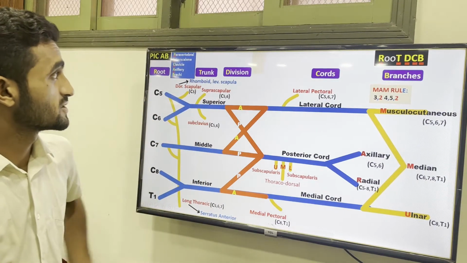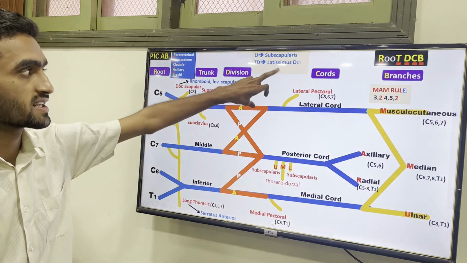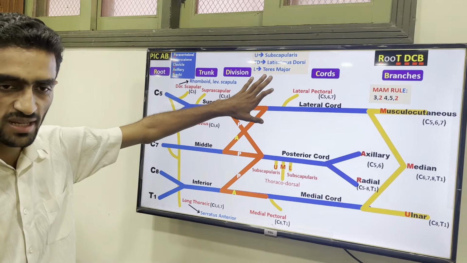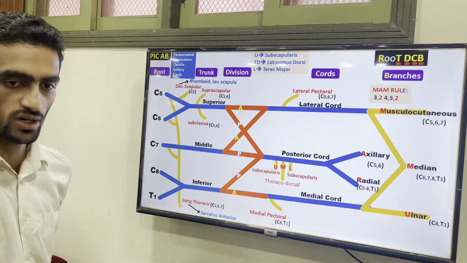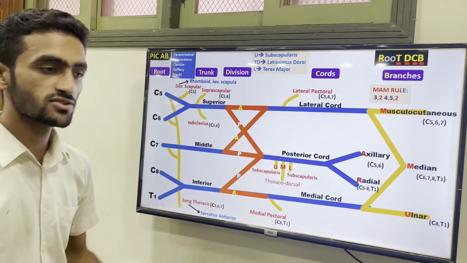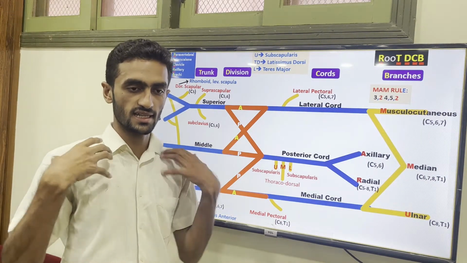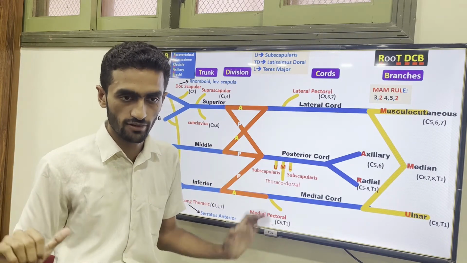Thoracodorsal is your latissimus dorsi, longest muscle of your body. So come to this. Upper is for subscapular muscle, thoracodorsal for latissimus dorsi, and your lower is for the teres major as well as for the subscapular. Easier? So this is actually all the nerves of the anterior thoracic and the posterior thoracoappendicular region, which has been covered.